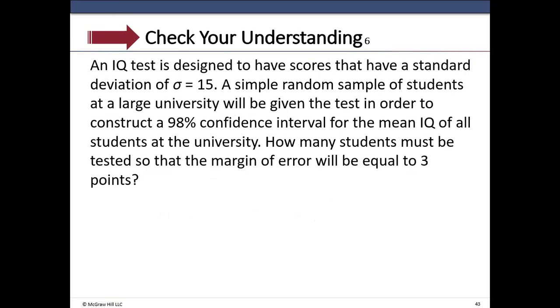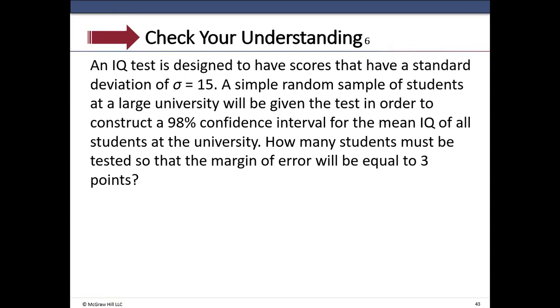An IQ test is designed to have scores with a standard deviation of sigma equal to 15. So here the population standard deviation is given as 15. A simple random sample of students at a large university will be given the test in order to construct a 98% confidence interval for the mean IQ of all students at the university. How many students must be tested so that the margin of error will be equal to 3 points?